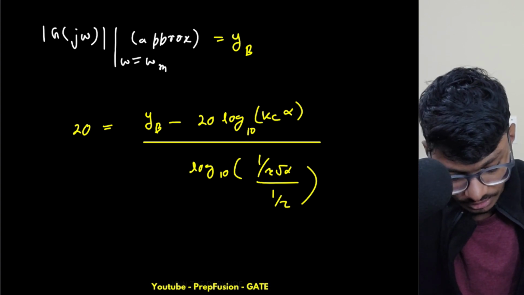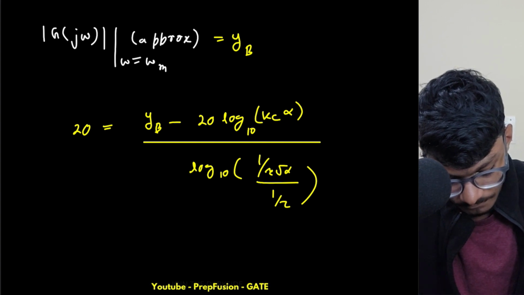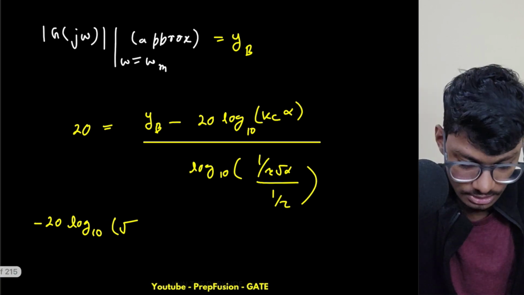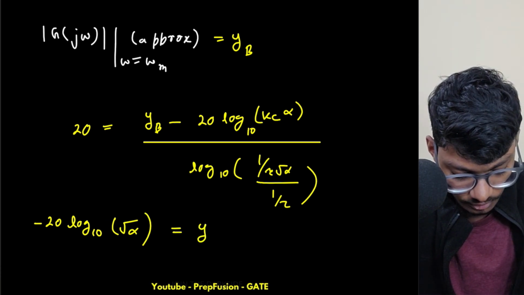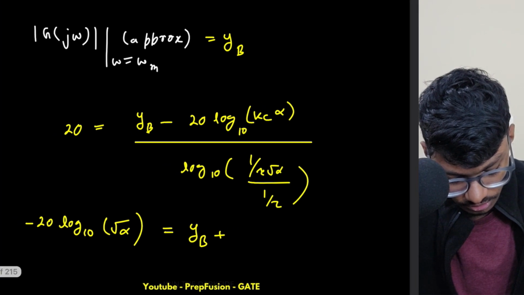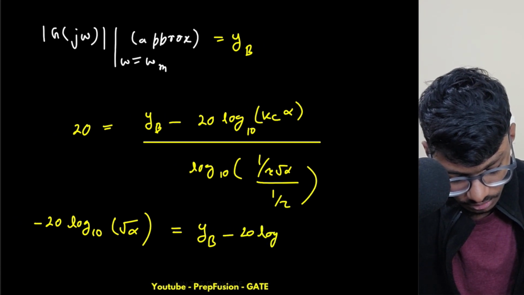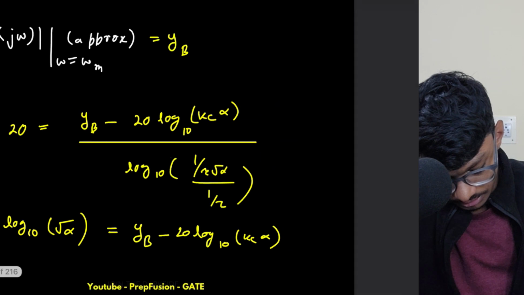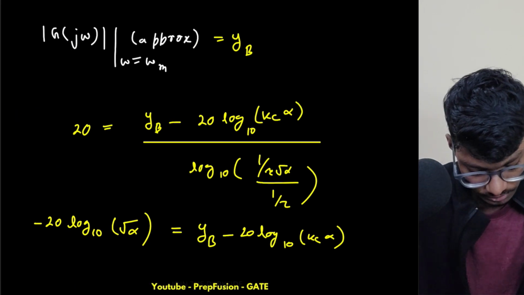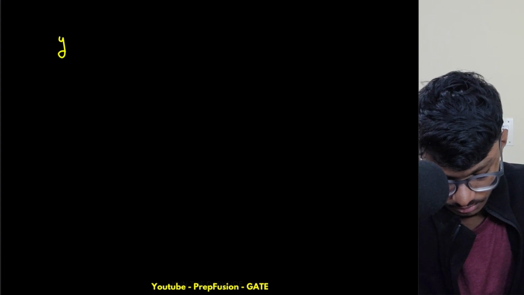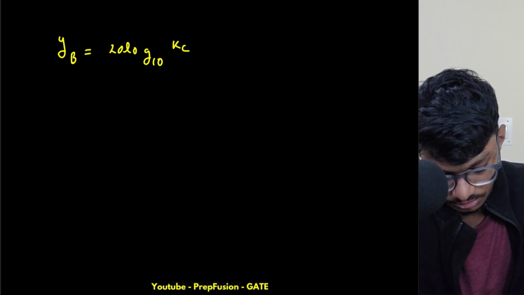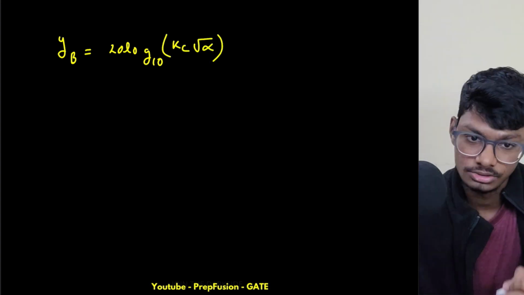So if you multiply with that side, this will become 20 log base 10 of 1 by under root alpha. I can take it common like this, and this will become under root alpha, equals yb minus 20 log 10 Kc alpha. If I take this on that side, yb equals 20 log base 10 Kc into under root alpha. So this will be the answer.